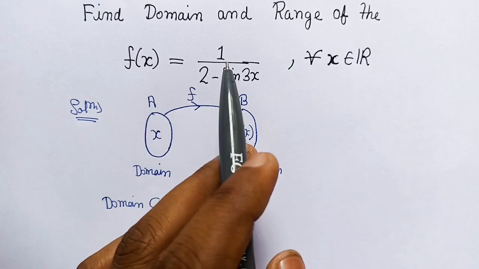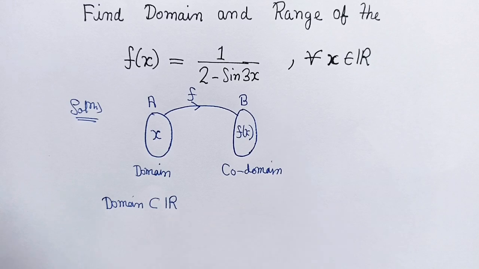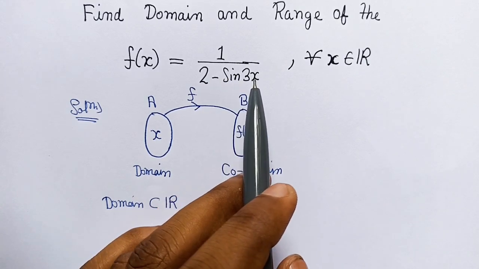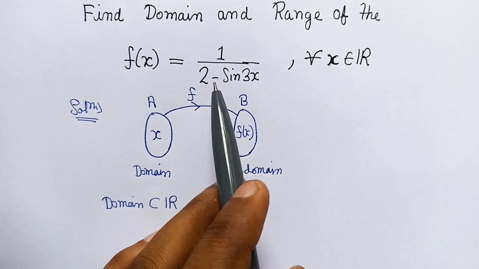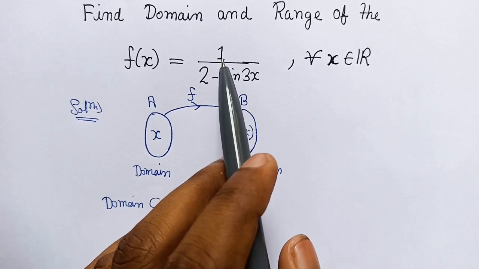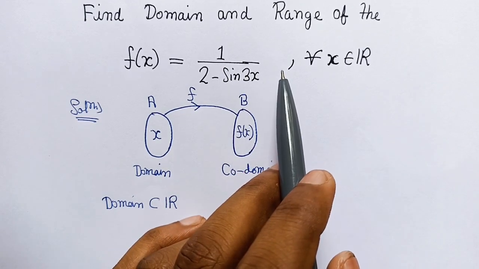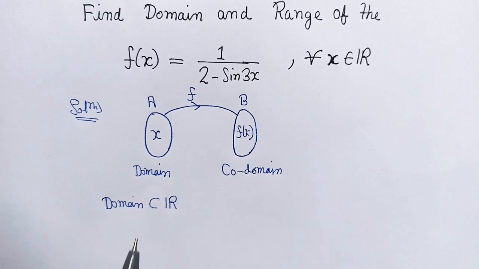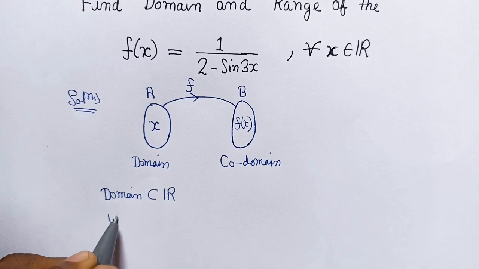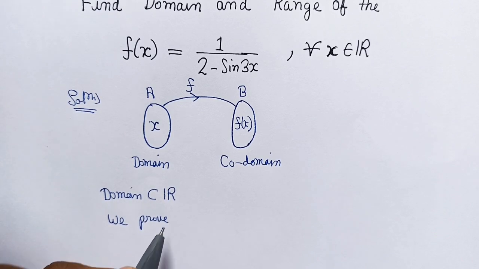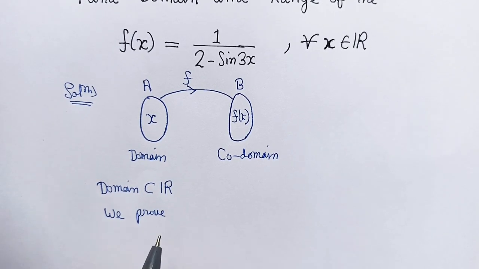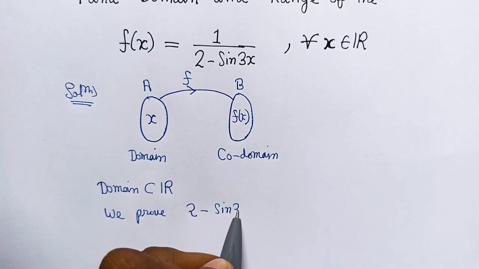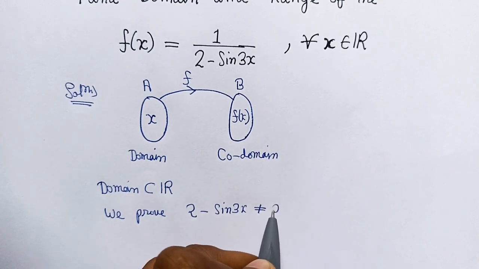So f of x is well defined when this portion is well defined, and this portion is well defined when 2 minus sine 3x is not equal to 0. Correct? When this portion becomes 0, 1 upon 0 will be infinity, which is not defined. So 2 minus sine 3x must not be equal to 0. That means we have to show that 2 minus sine 3x is not equal to 0.